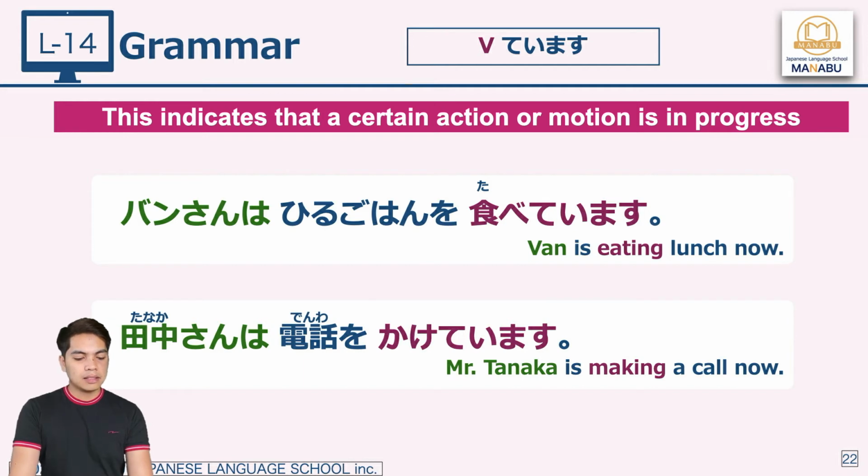Another example, Tanaka-san wa denwa o kaketeimasu. From the verb denwa o kakemasu, to make a phone call. Kakete, the te form of kakemasu, kakete plus imasu, it means at this moment he's currently making a phone call.